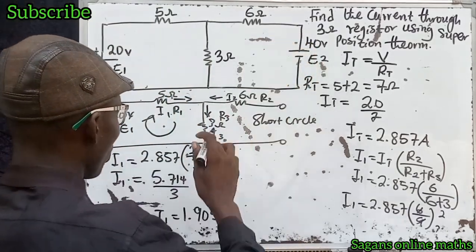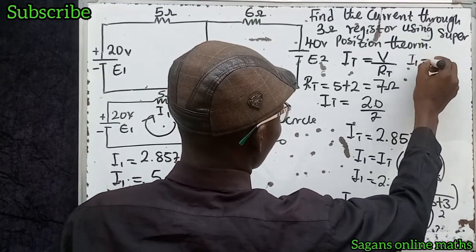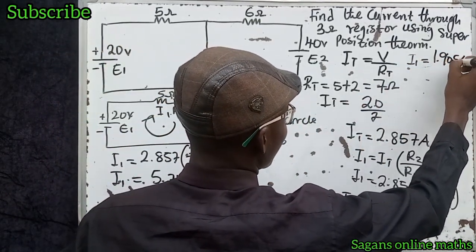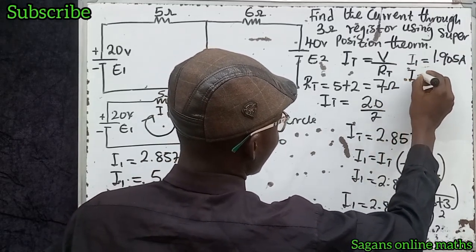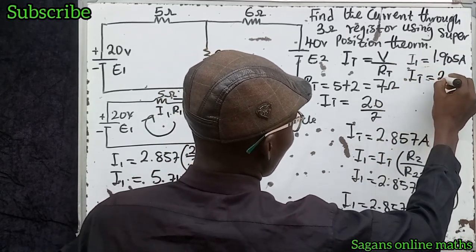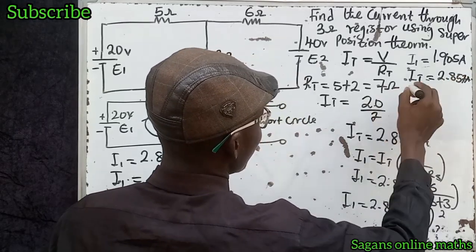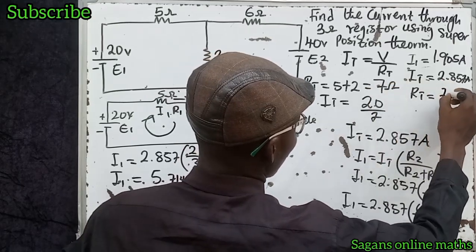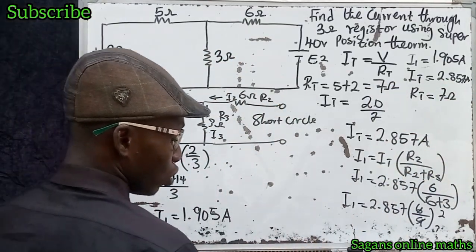So what we are going to do, we have known that our I1 is equal to 1.905 amps. And we know that our total current is equal to 2.857 amps, and our total resistance is equal to 7 ohms. Okay. Now we can remove everything here and solve for the other source.